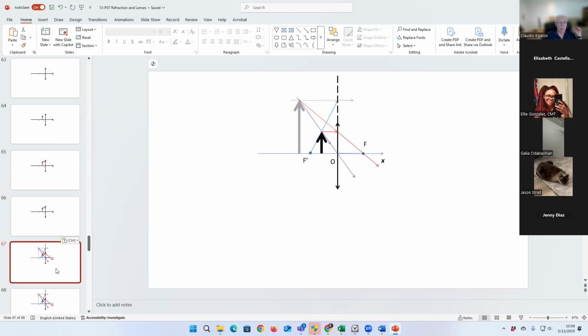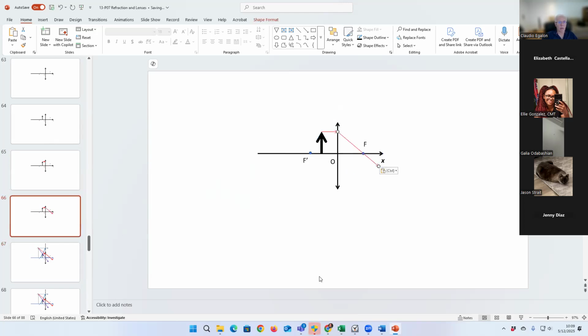What is going to happen? This light ray is going to converge towards the focal point. We can also come up with another light ray that passes through the front focal point, through the tip of the object, right? And it doesn't matter.